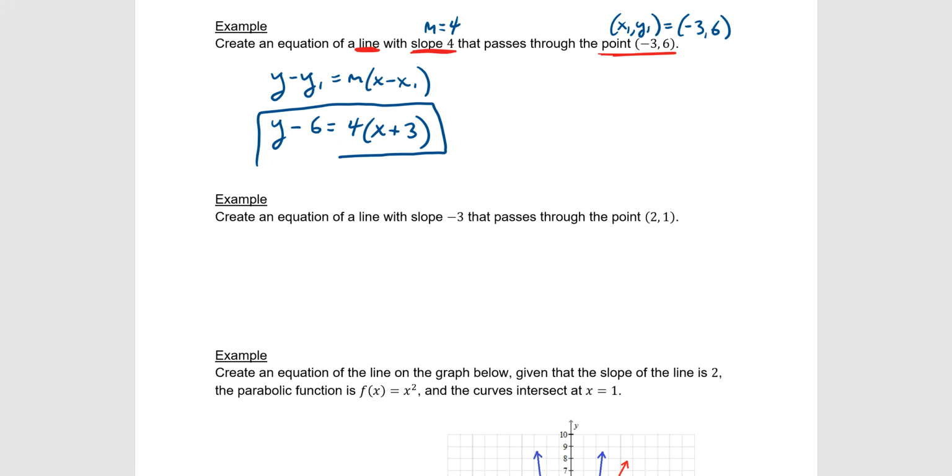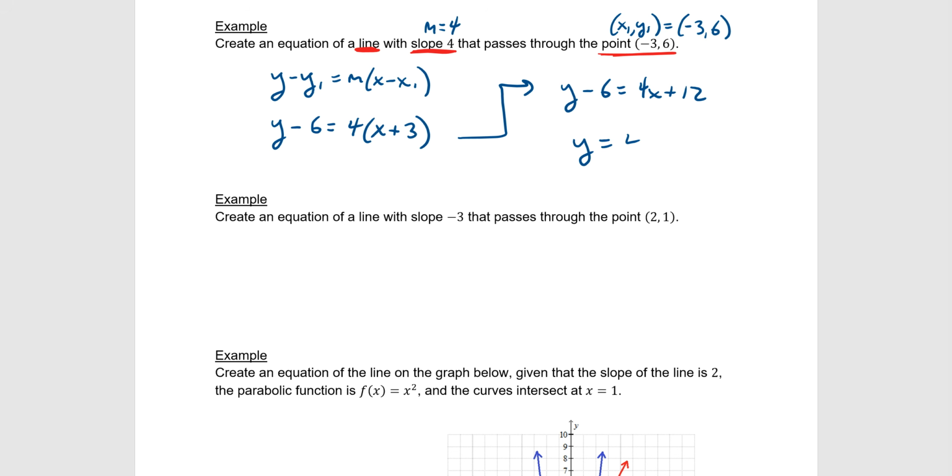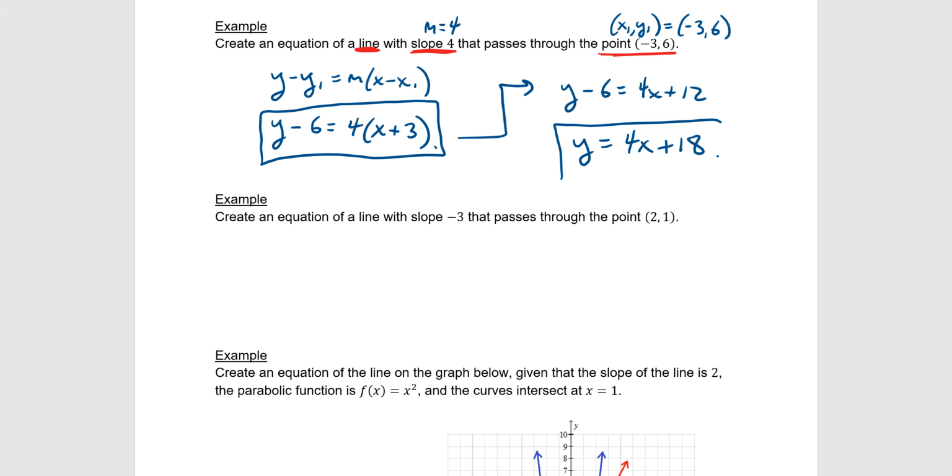But know that you can solve this for y by distributing the 4 and then adding the 6 to the other side. Maybe I'll do that real quick just to show that we can do that. So technically that is an acceptable answer, but if we distribute the 4, then we get 4x plus 12. Adding the 6 to the right gives us 12 plus 6, so 18. So this is point slope form, and this one would be slope-intercept form.